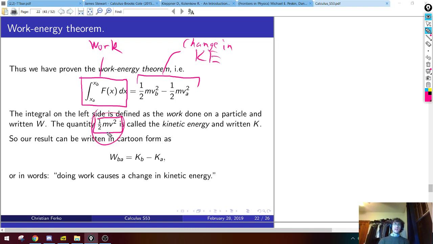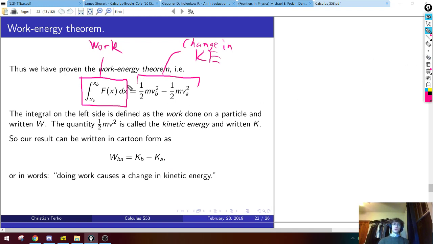So again, there was no magic here. It's not like we pulled a half mv squared out of a hat. It's just we had this question of what happens if you integrate Newton's law over space. We just did some math, and this 1/2 mv squared came out on the right-hand side. And what the equation tells us is that if you apply a force over a distance, it will cause a change in this quantity called the kinetic energy.